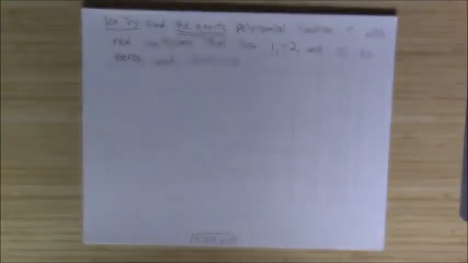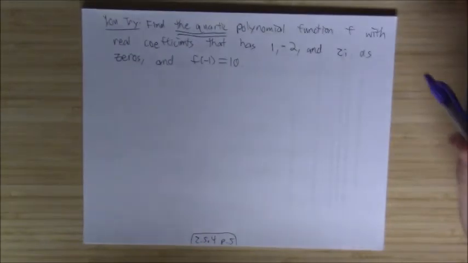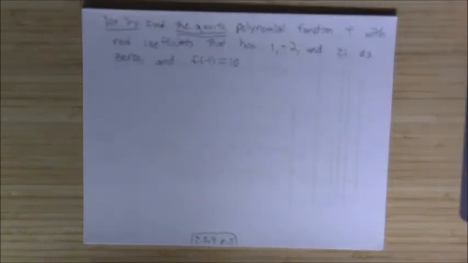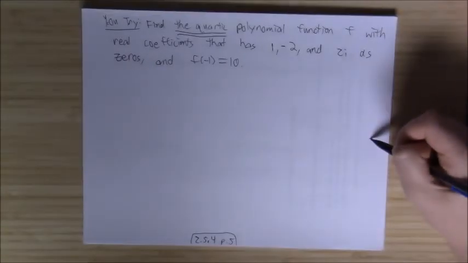So go ahead and find the quartic, that is degree 4, polynomial function f with real coefficients that has 1, negative 2, and 2i as zeros, and also has the added condition f of negative 1 equals 10. On the count of 3, I'll reveal the solution. 1, 2, 3.